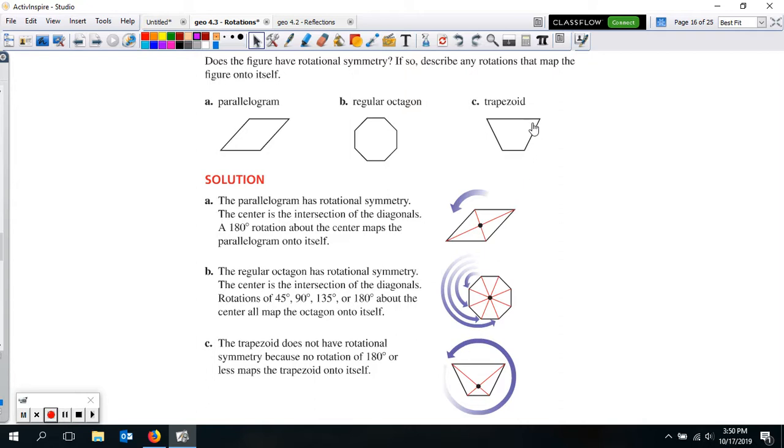You're not going to be mapping it onto itself until you get back to the 360. So it doesn't have rotational symmetry. It does not have rotational symmetry because no rotation of 180 degrees or less maps the trapezoid onto itself.